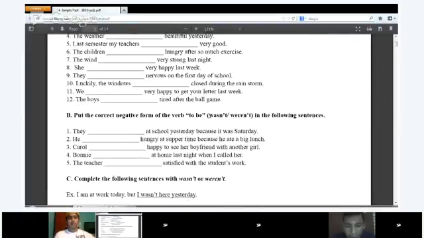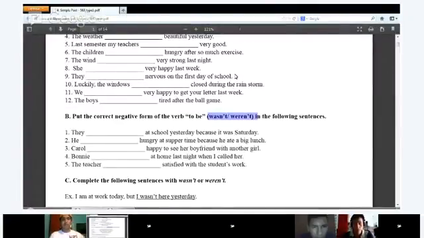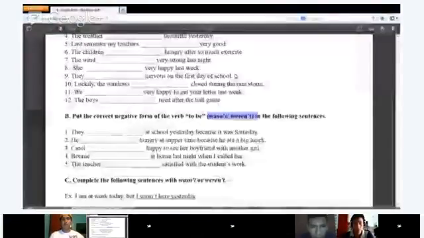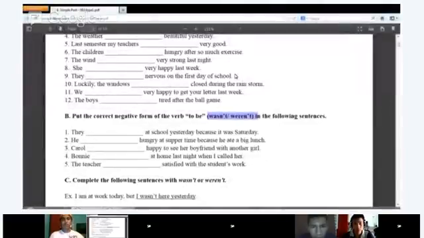Now here we are going to be using the negative form. So wasn't or was not, and weren't or were not. Okay, so Heba, we only have 5 here, so let me have you do 1, 2, and 3, please. Okay. They weren't at school yesterday because it was Saturday. He wasn't hungry at. Carol wasn't happy to see her boyfriend with another.